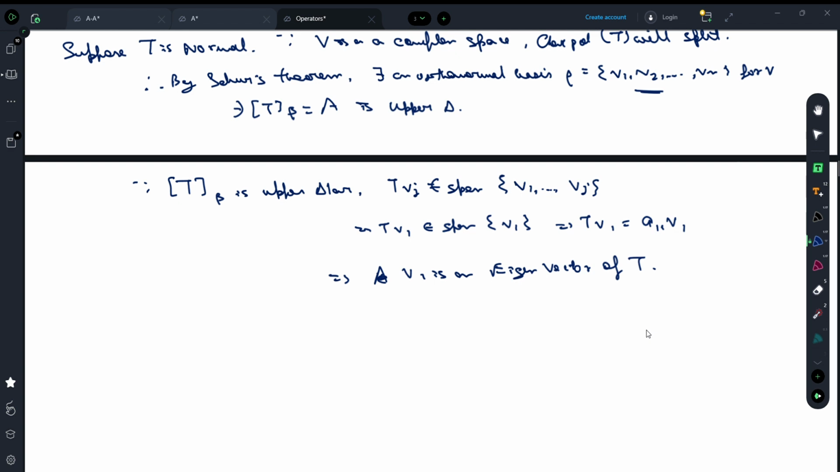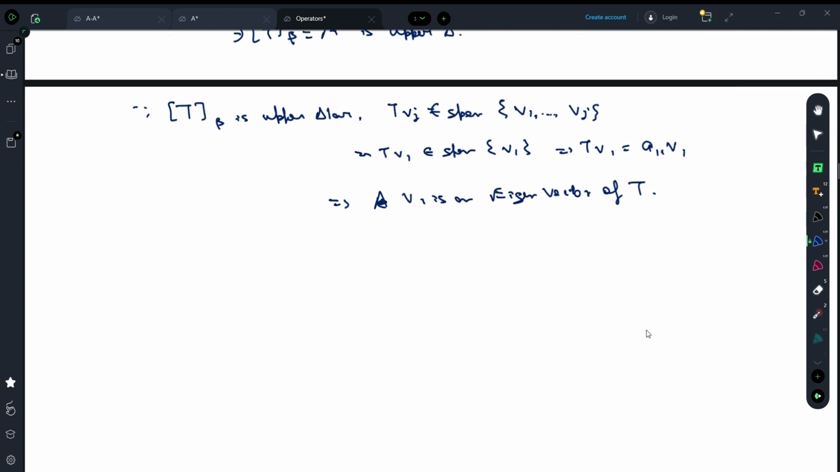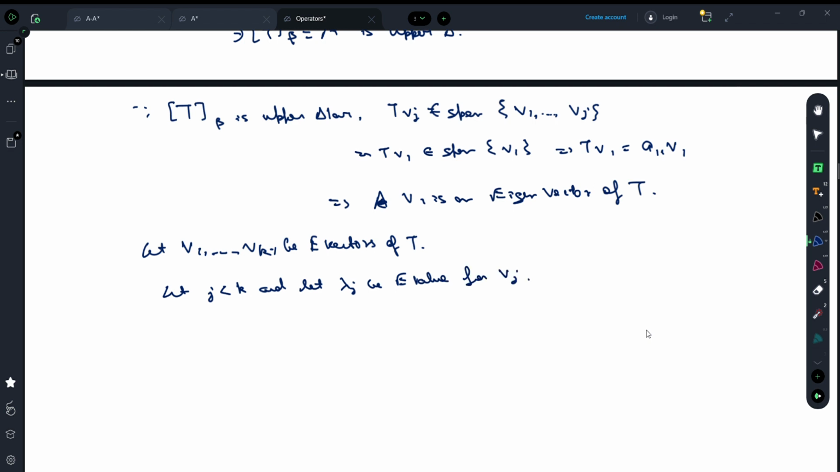Now we want to establish that the orthonormal basis which makes the matrix of T upper triangular also contains eigenvectors of T. So we try to do that by induction. We assume that the vectors v1 till vk minus 1 are eigenvectors of T, and then we prove that vk is also an eigenvector of T. So let v1 till vk minus 1 be eigenvectors of T. We show that the vector vk is also an eigenvector of T. Let j be less than k, and let lambda j be the eigenvalue for the vector vj.